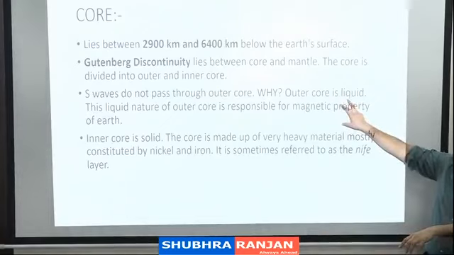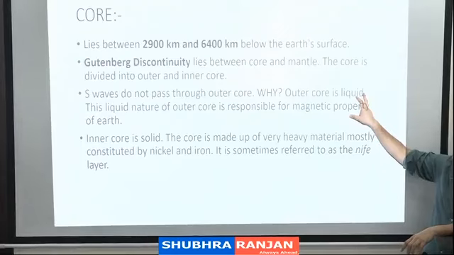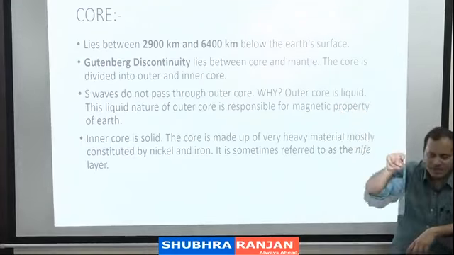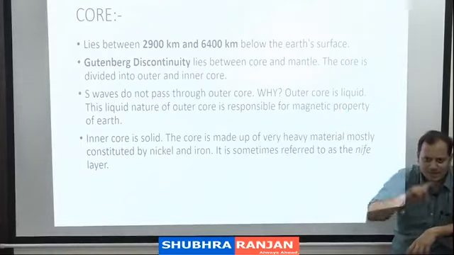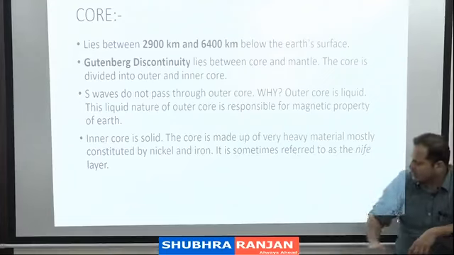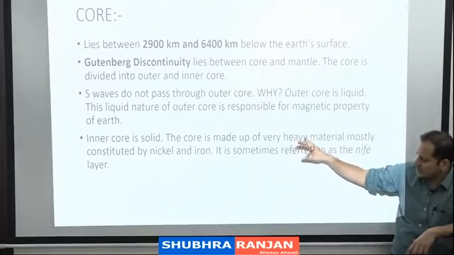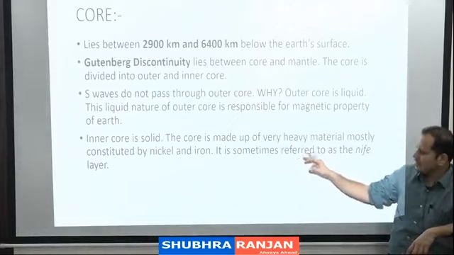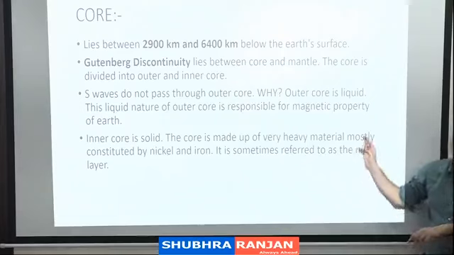S-waves do not pass through the core. Why? Because the outer core is liquid. This liquid nature of the outer core is responsible for the magnetic property of the earth. मैंने आपको extend करके बताया. Why? Because of charged particles. Inner core is solid. This core is made up of very heavy material, mostly constituted by nickel and iron. It is sometimes referred to as the NIFE layer.